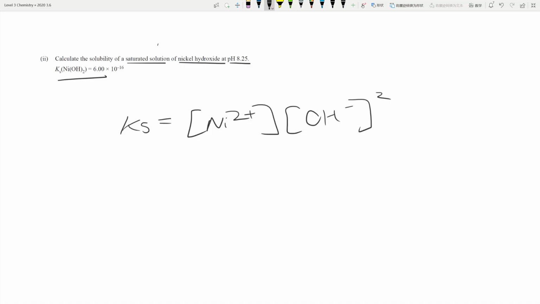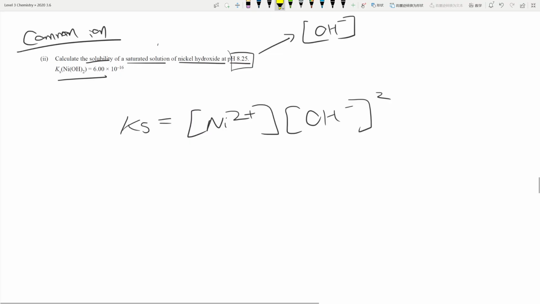So what are we calculating? Calculate the solubility of a saturated solution. So we want to know X. Okay, so we want to make solubility X, but then this is pH equals 8.25. So what does that mean? We can use this number to actually calculate the OH- concentration. So this is a common ion question, because you are dissolving this, which has the OH- ions as a product. You're dissolving it in a base which has a common ion of the OH-, so we can actually calculate what this is. How do we calculate it?